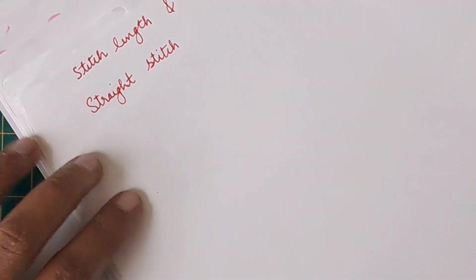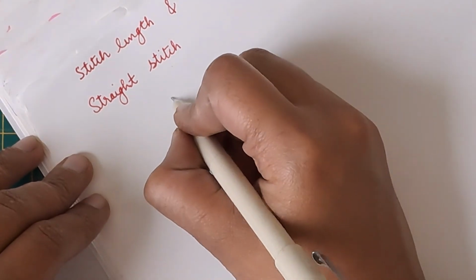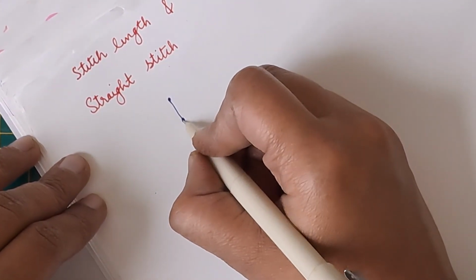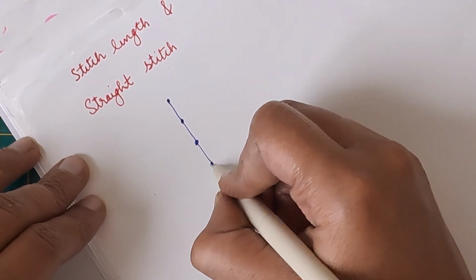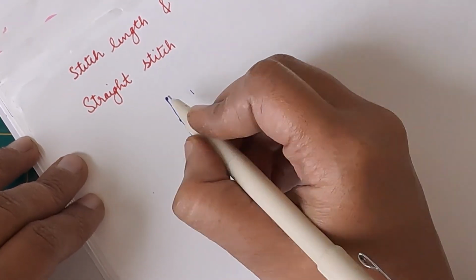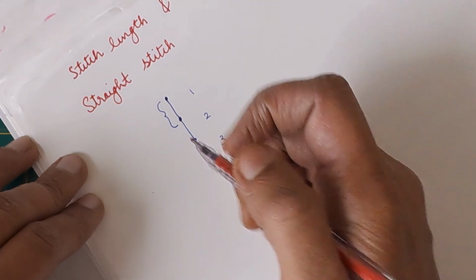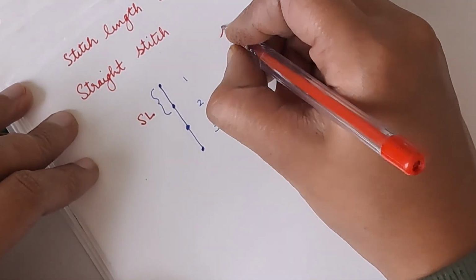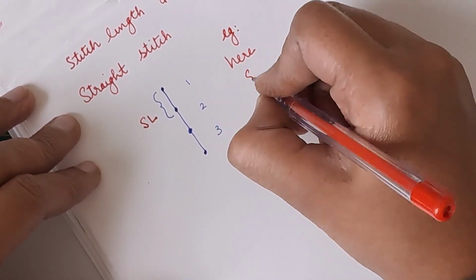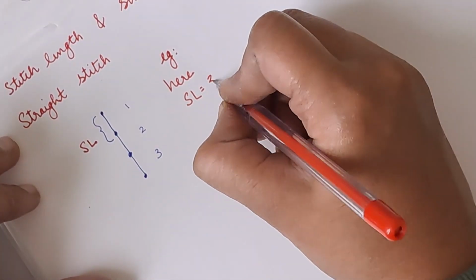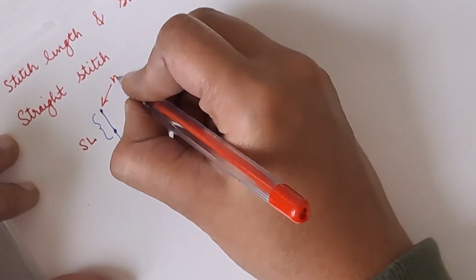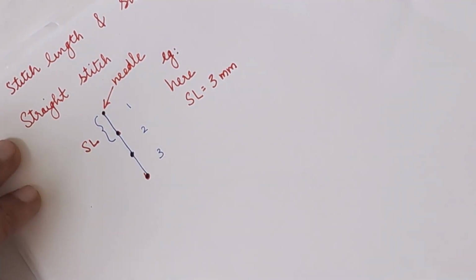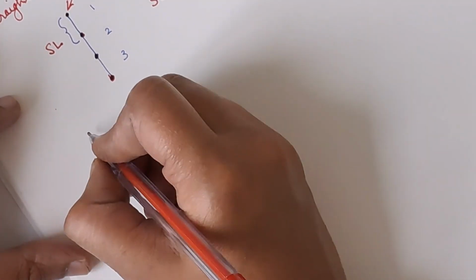Now assume the needle stands here at this particular point. Press the motor once and the needle pierces, leaving a space. This length is known as stitch length. In this video you can see we are stitching 3 stitches here, and the distance between the first 2 points is known as the stitch length. That is, the length of one stitch is known as stitch length. Here stitch length is equal to 3 millimeters.